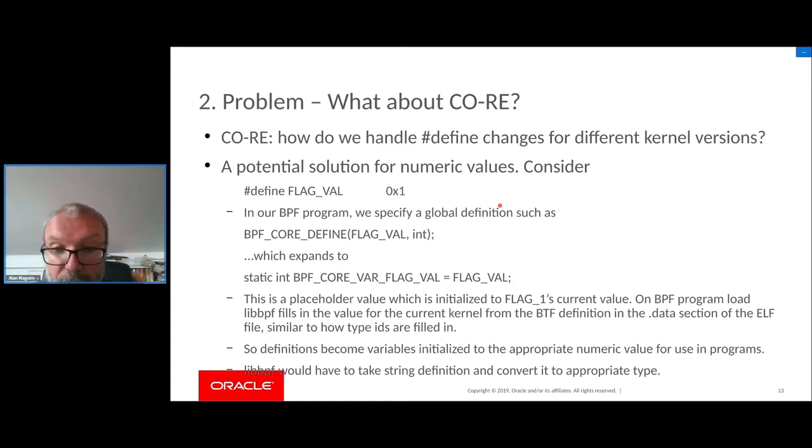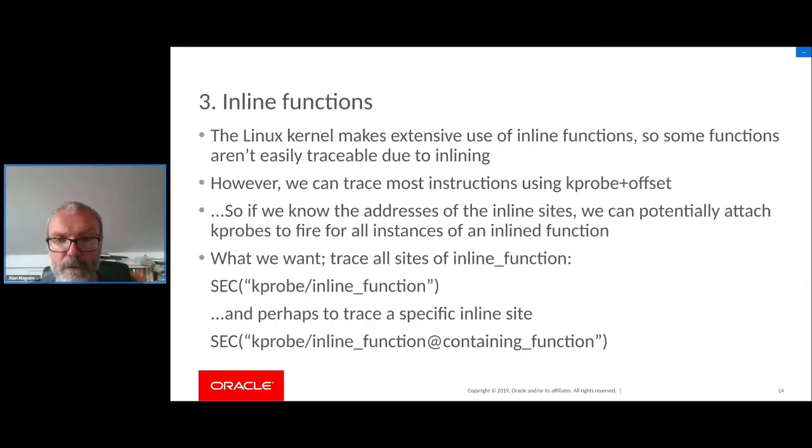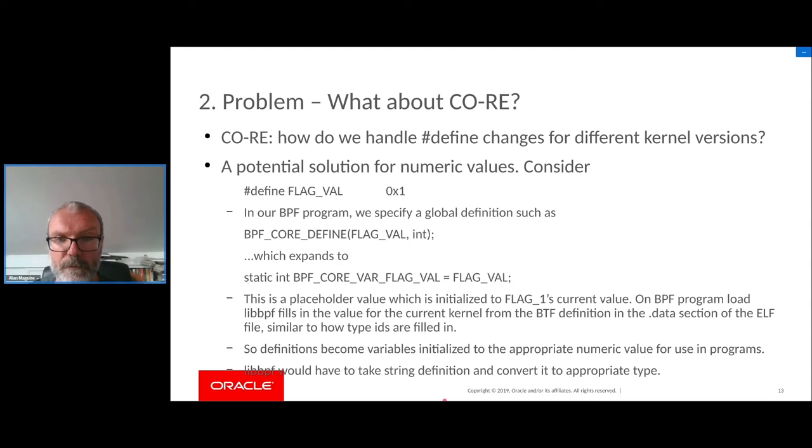And then hopefully libbpf could look at the ELF section with all that data and potentially rewrite those values based on the running kernel. So it would have to use the BPF type format and take the string definitions associated with the values and convert them to the appropriate type. So there'd be a bit of work to be done to do this. And it would probably only be valuable for cases where we're dealing with things like flags, which can change from kernel to kernel. So let's see, I think that kind of brings us to the end of talking about macros.